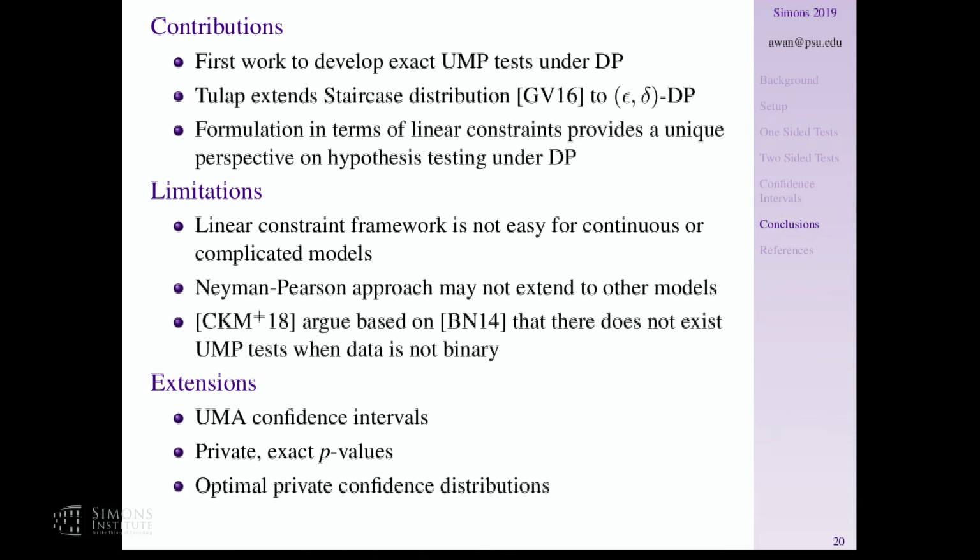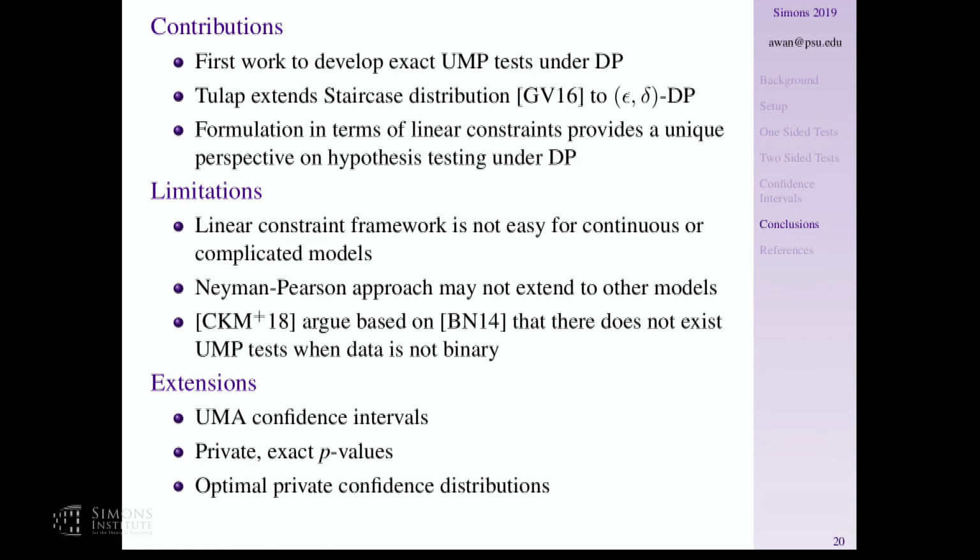The Neyman-Pearson argument might not extend, and then cannot at all, based on, is this Renner and Nassim? So they argue that this sort of uniformly optimal property that we're deriving here is inherent to the binary situation, and so these UMP tests likely are not going to exist in general scenarios.